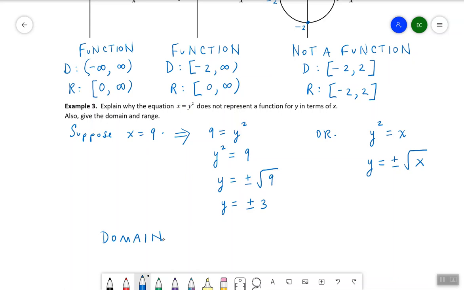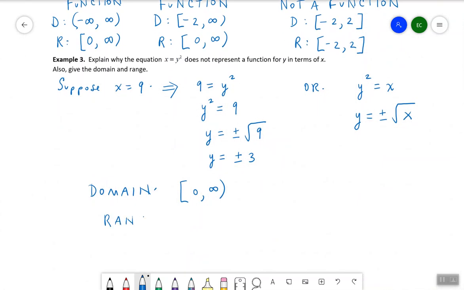Domain is the set of all x values, and we have to be a little bit careful here, right? What numbers could we plug in for x and still be able to get a real valued solution for y? So of course the domain would be 0 to infinity. X can't be negative. If x were negative, then that would force y to be a non-real complex number.